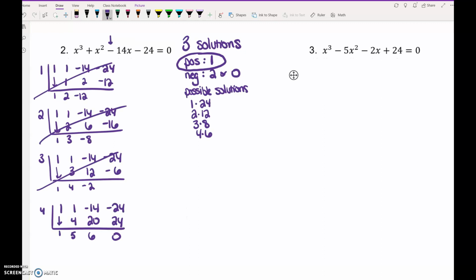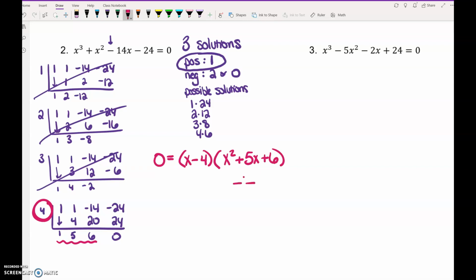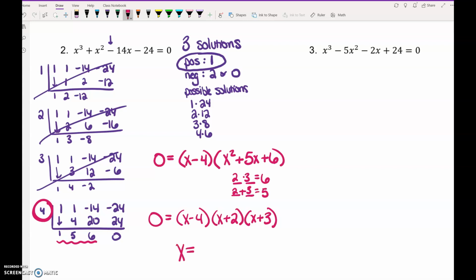Once you figure out the number of solutions, type of positive, type of negative, the possible solutions, and test them, sometimes frustratingly so, we found that 4 was a solution. That means x minus 4 is in the factored polynomial. And then this 1, 5, and 6 makes up the leftover trinomial, x squared plus 5x plus 6. And we need to continue factoring from there. So we're looking for 2 numbers that multiply to give us 6 and add up to 5. 2 and 3. So we have x minus 4, x plus 2, x plus 3. And that means our solutions are +4, -2, and -3.